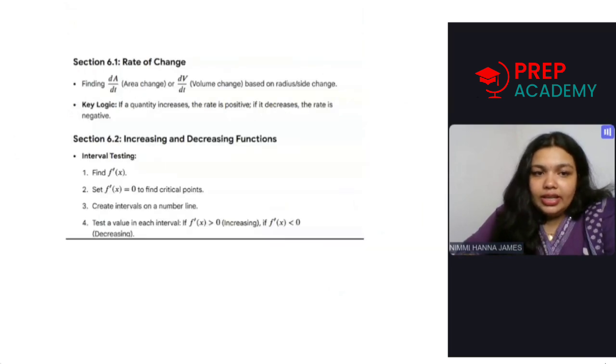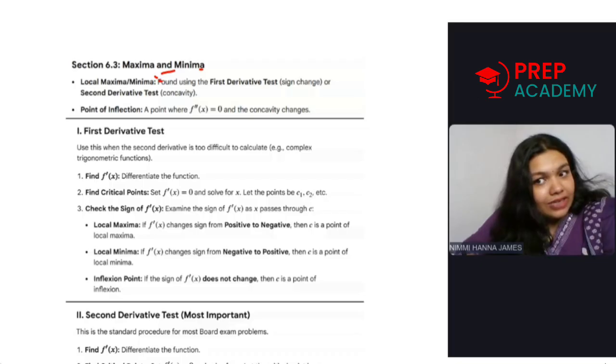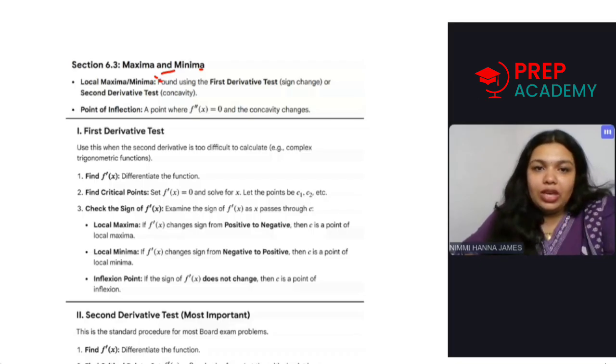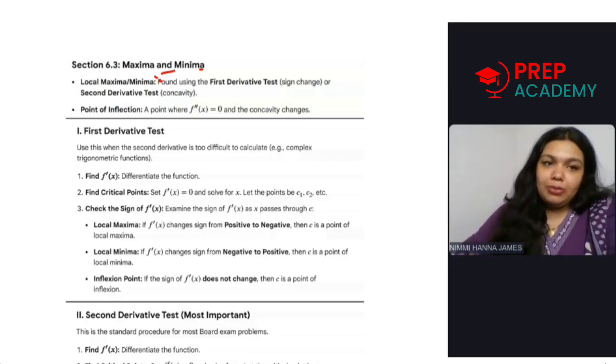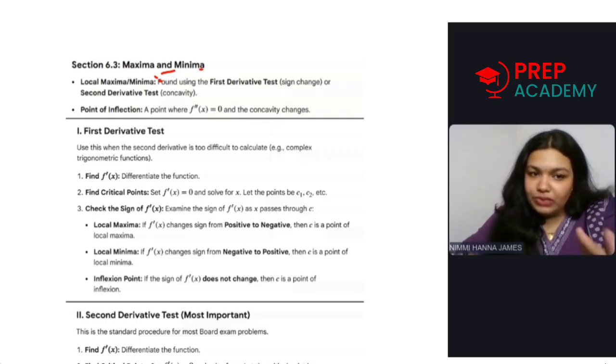Then we have maxima and minima. To find the maxima and minima of a function, we have two tests: the first derivative test and the second derivative test. We actually prefer the second derivative test. If we are asked to find the maxima and minima, we prefer the second derivative test. You go to the first derivative test only if the second derivative test fails, because the second derivative test is much faster and simpler. If it fails, there's no other option; you have to go back to the first derivative test.